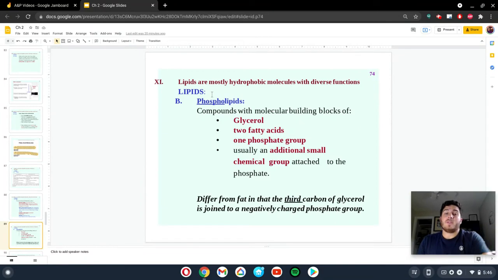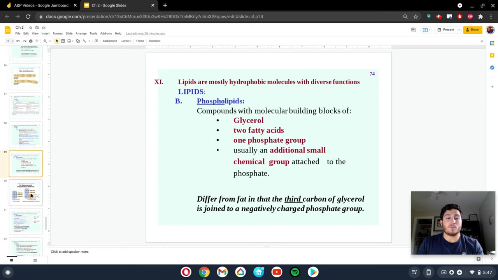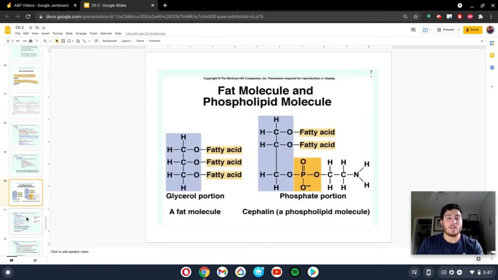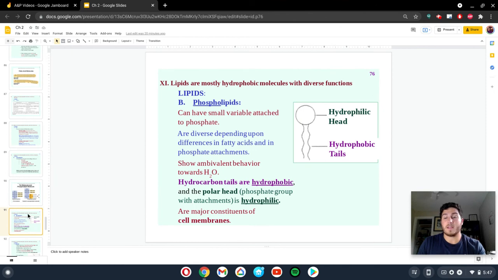The next type of lipid we can talk about are the phospholipids. Phospholipids are compounds with a few things. They have a glycerol, 2 fatty acids, and 1 phosphate group, which is a big deal. Why are they so important? Well, the thing with phospholipids is that they are used for things like the phospholipid bilayer of your cells.